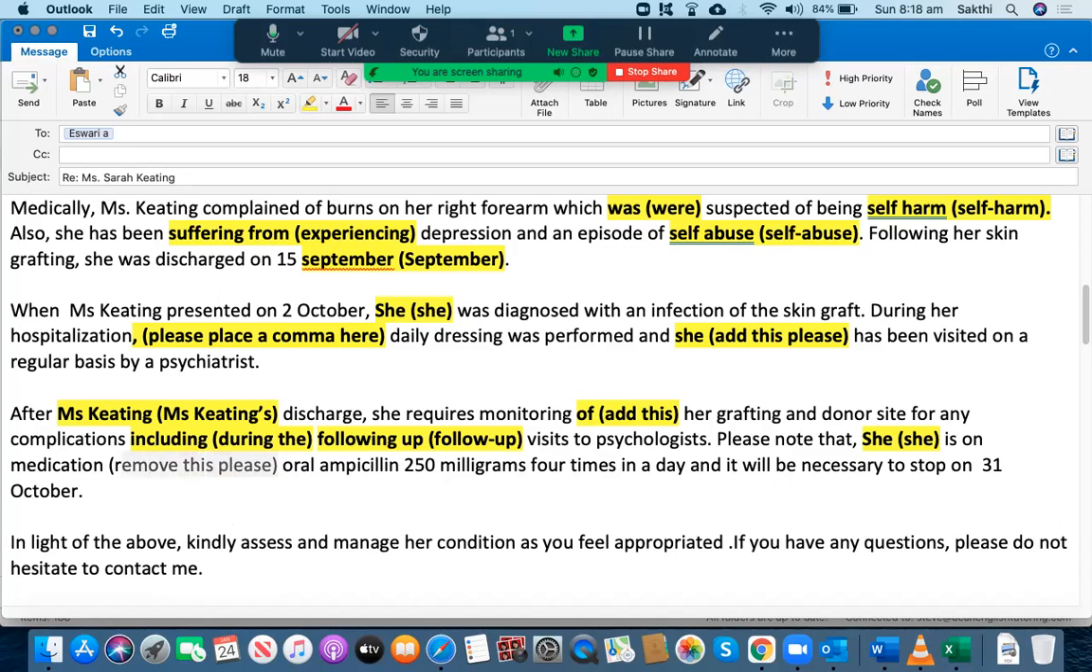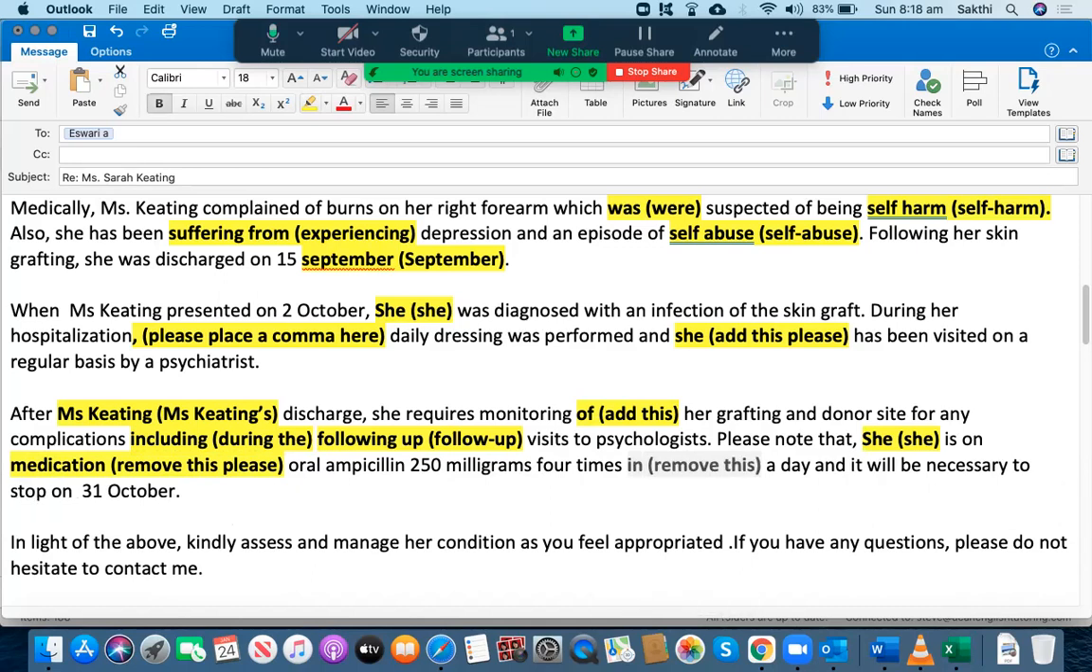She is on oral ampicillin, 250 milligrams 4 times a day. In a day is not needed. You can just mention 4 times a day. That's okay. All right. There's no grammar mistake, but it's better to write 4 times a day.